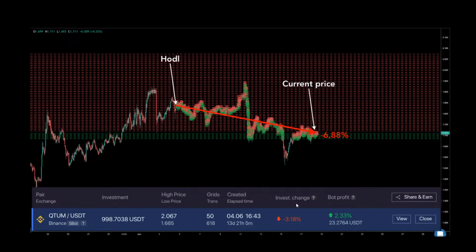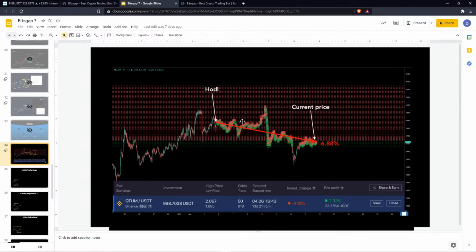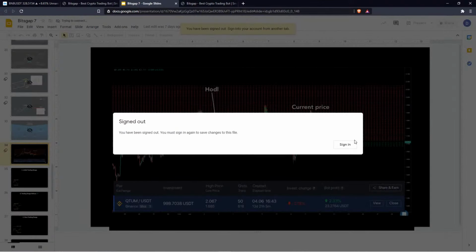So yeah, once again, you can see your investment change, like for example -3%, even though the bot profit is +2%. That's because the value of the base currency has depreciated. That's the only thing that affects the difference. So yeah, 3 key takeaways from automated trading is that on the downfall, it minimizes the risk.